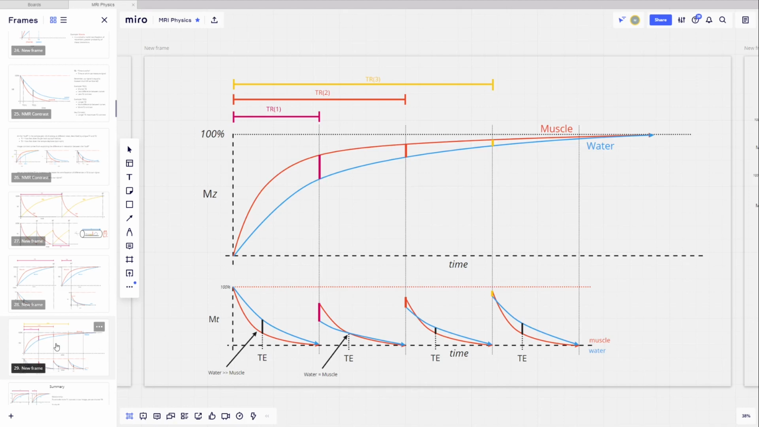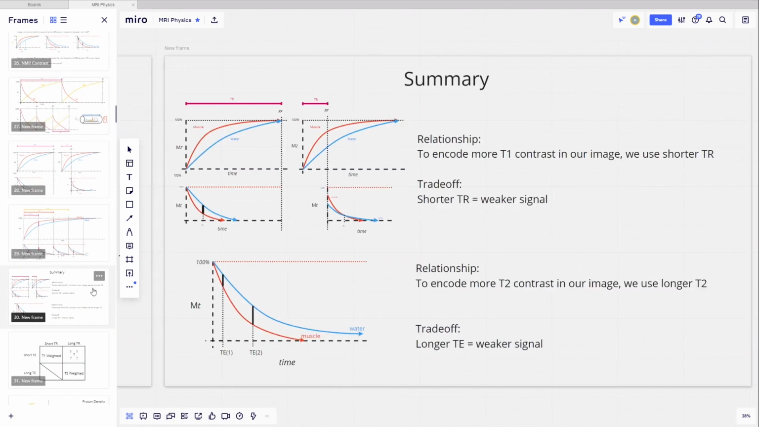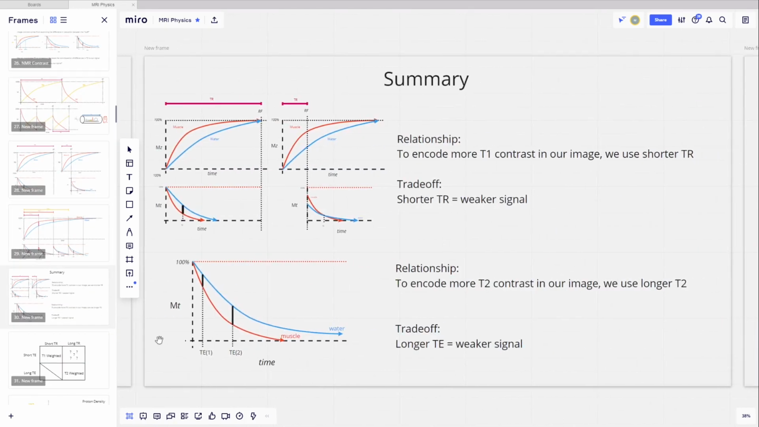That's core, so I'm just going to say it again. The relationship here, this is what we just looked at. If we want to encode more T1 contrast in our image, we use a shorter TR. That's what we just looked at.